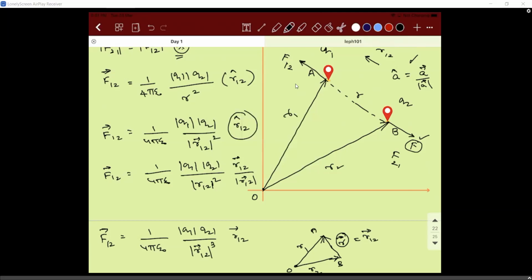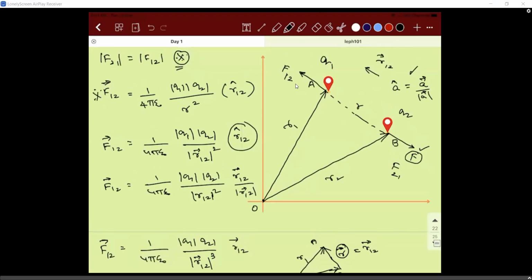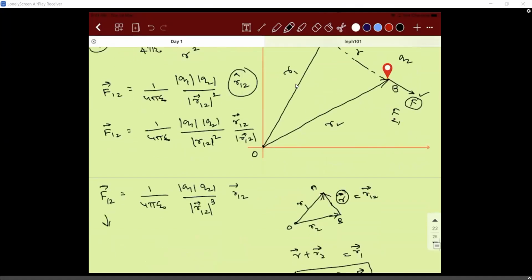Perfect. So what is the important thing you are able to observe in the last step that I wrote? Observe the difference. I wrote it as R12 vector whole cube, times what is the vector with which I multiplied? I multiplied with the R12 vector. So there are two equations that you need to remember with respect to vectors. One is this one, and the second is the last step.